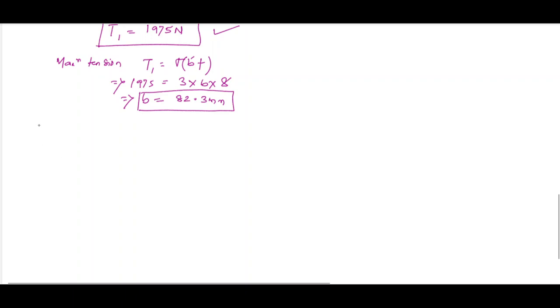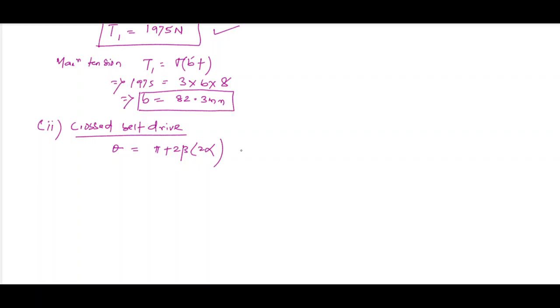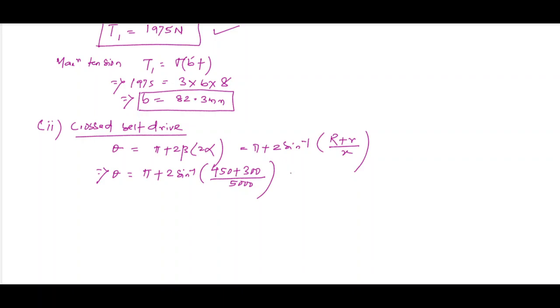Now for crossed belt drive, this theta is equal to pi plus 2 beta, or in some books they take it alpha, as I told you earlier. So it will be pi plus 2 sine inverse of (R plus r) divided by x. So this theta will be pi plus 2 sine inverse of (450 plus 300) divided by 5000. So this will be 3.443 radian.